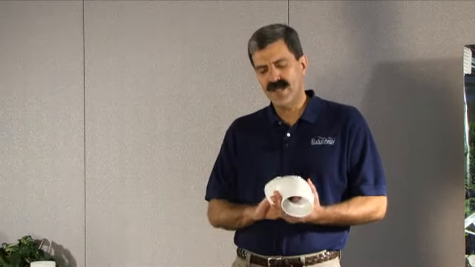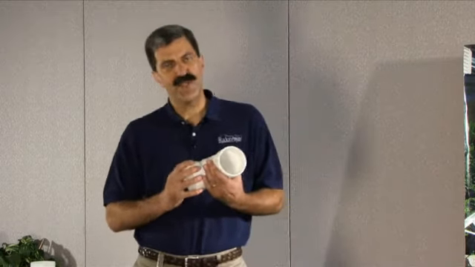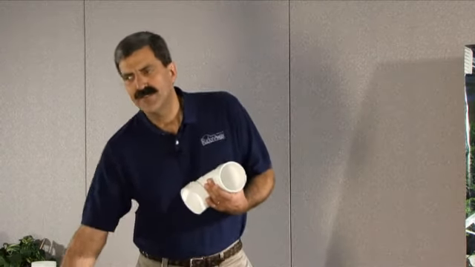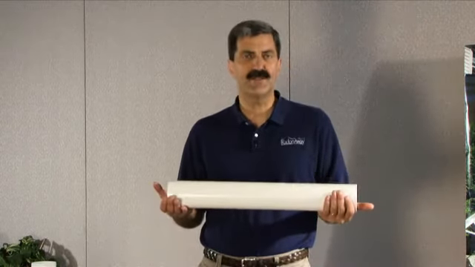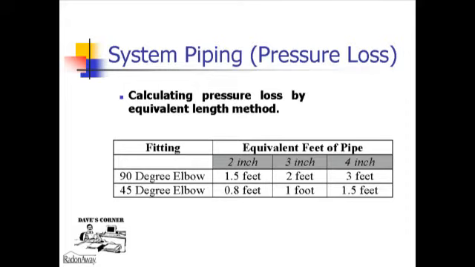essentially takes a fitting, as we see here. This is a 3-inch 90-degree elbow. And what we're going to do is straighten this out. And as you can see on the chart, a 3-inch 90-degree elbow is the straight equivalent of 2 feet of 3-inch pipe. Similarly, if we were talking about a 4-inch 90-degree elbow, that would have an equivalent length of 3 feet.